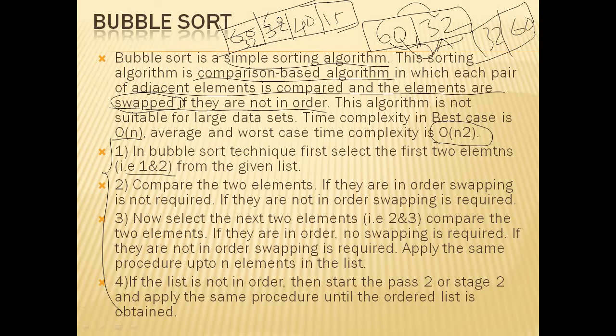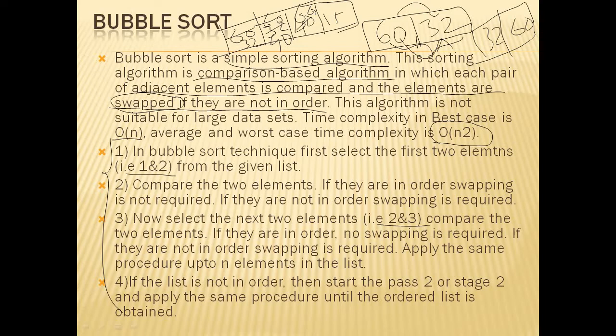Next I will compare the second and third elements. 60, 40. Are they in order? No. Then again we'll apply swapping. So 40 will come here and 60 will go there.